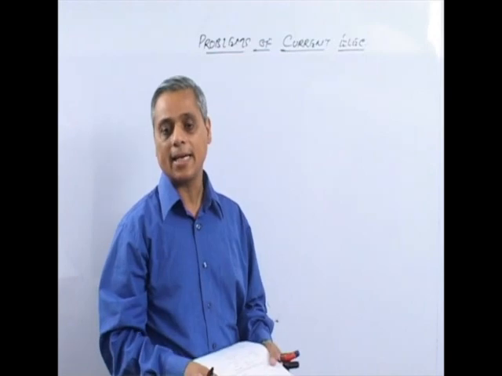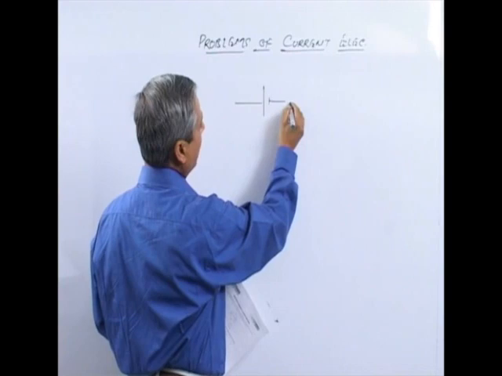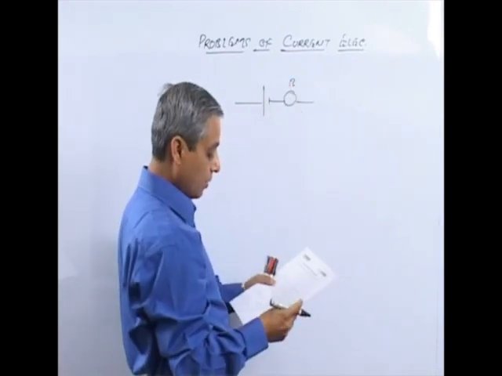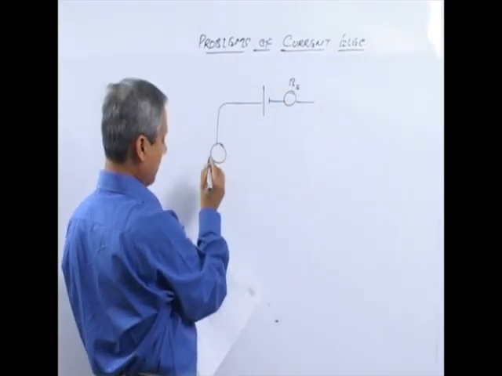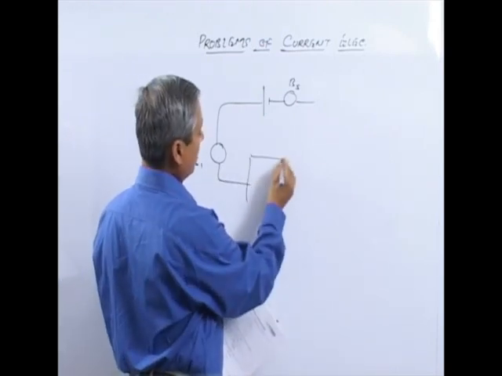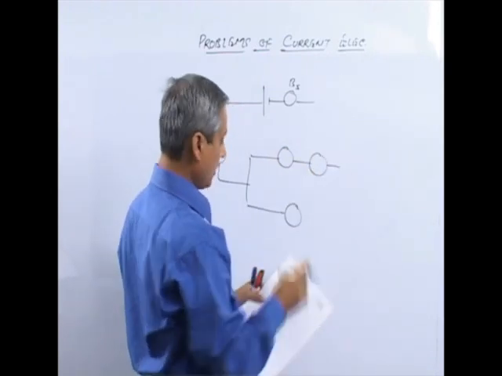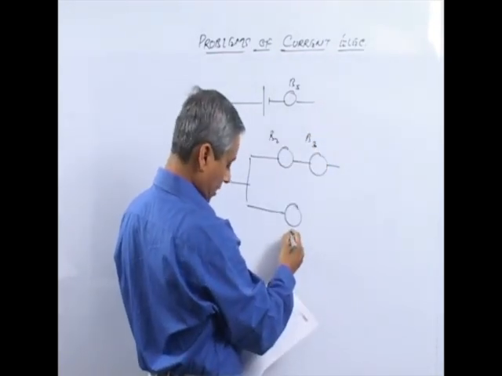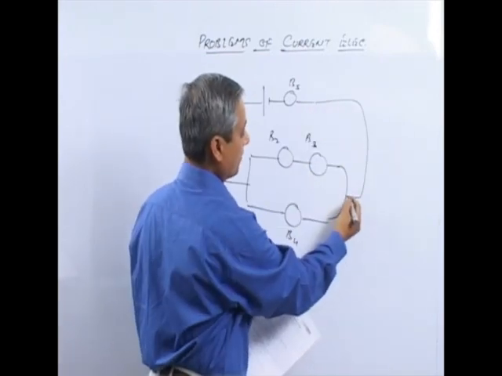Here all bulbs are identical. So all the elements are having identical resistances. Now we have one bulb here. This bulb is bulb 5, and then one more bulb here. This bulb is B1, and then 2 bulbs here, 1 bulb here. These are bulb 2, bulb 3, and this is bulb 4, and then connected like this.